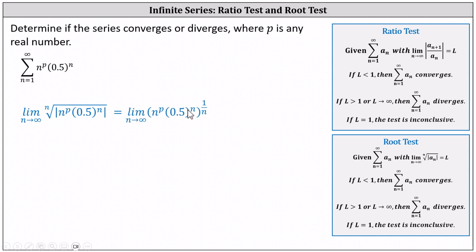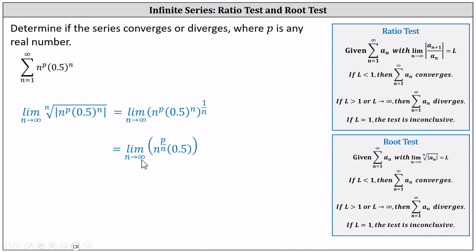From here, we have powers raised to powers, and therefore we can multiply the exponents. Notice p times 1 divided by n is p divided by n, and n times 1 divided by n is equal to 1. This gives us the limit as n approaches infinity of n to the power of p divided by n times 0.5. The tricky part here is determining what's happening to n to the power of p divided by n as n approaches infinity.